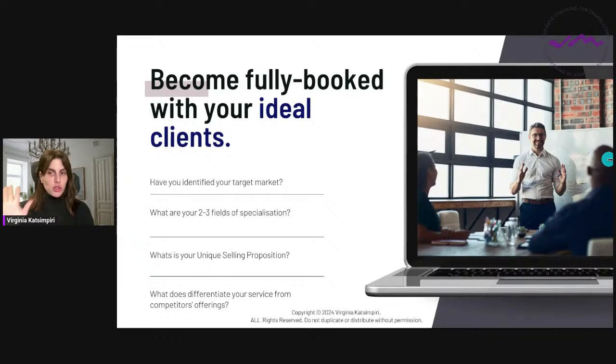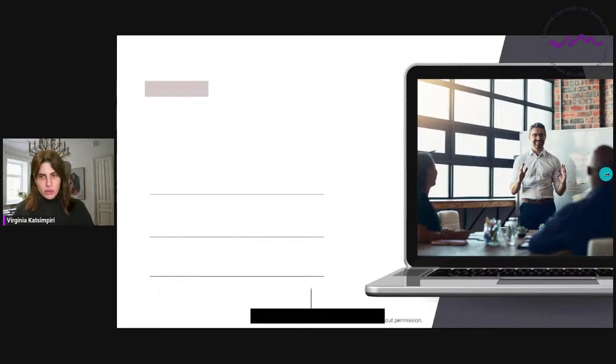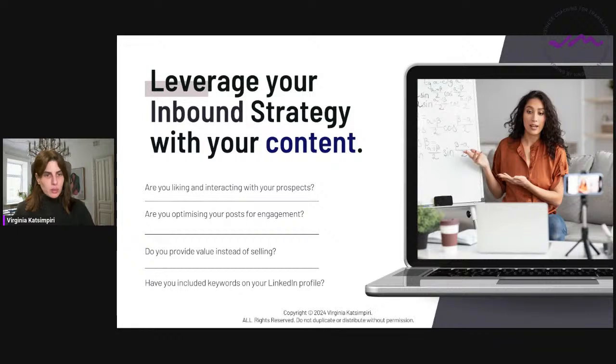What is your unique selling proposition? So what makes you different from all the other competitors? You need to be able to differentiate your LinkedIn profile from all the other profiles, from other people that might be offering the same service, the same language combinations like you. And of course, what differentiates your service from competitors' offerings? And that's something we cover in week number 2, as I mentioned, in the 3-month group coaching program. How you can leverage your inbound strategy with your content.